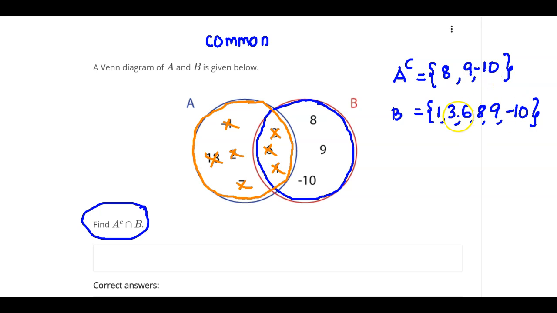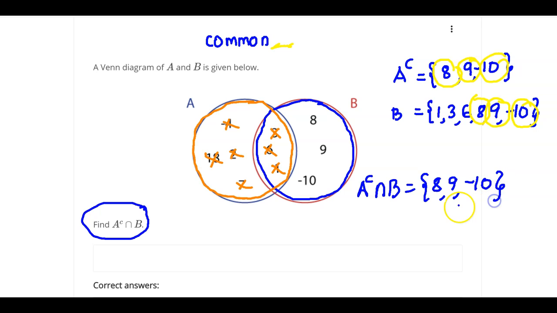Once you have these two sets, it is very easy to find something that is common between both of these. In this case, what is common here? I have 8 that is common. Do you see that? I have 9 that is common. And I have -10 that is common. So my final answer is A complement intersection B is simply 8, 9, and -10. If you want to refresh or listen to this problem one more time, I highly request you to pause, rewind, work this problem again, and then move forward.